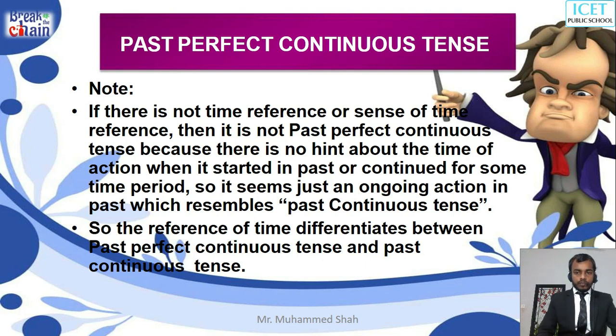You got it? If there is a time reference like this, an ongoing action with since or for, then that is past perfect continuous. And if there is no time reference, just an ongoing action, it means simply past continuous tense only, not perfect continuous.